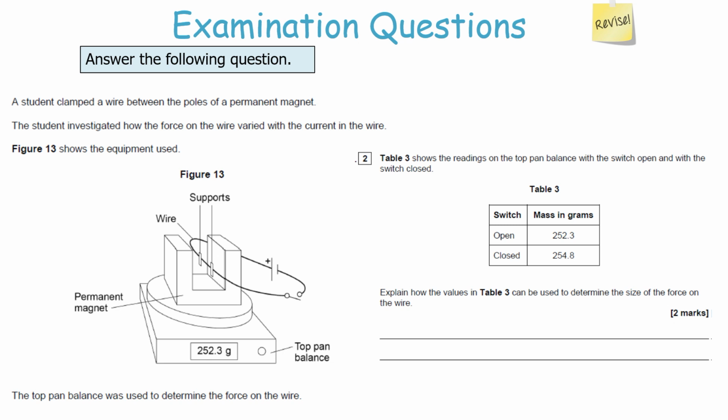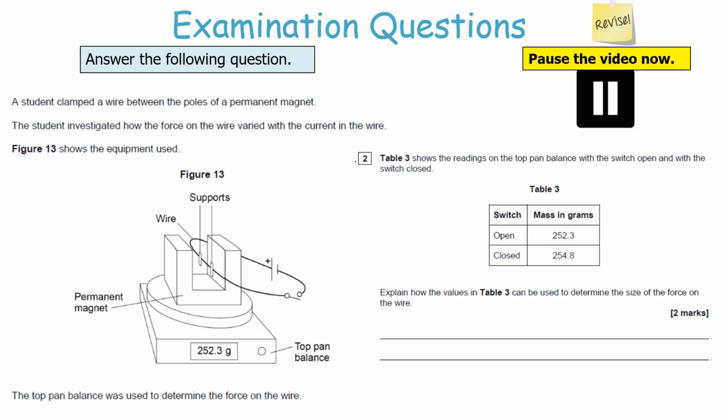The next question says, Table 3 shows the readings on the top pan balance when the switch is open and when the switch is closed. Explain how the values in Table 3 can be used to determine the size of the force on the wire. So pause the video now, then unpause the video when you want to go through your answer.